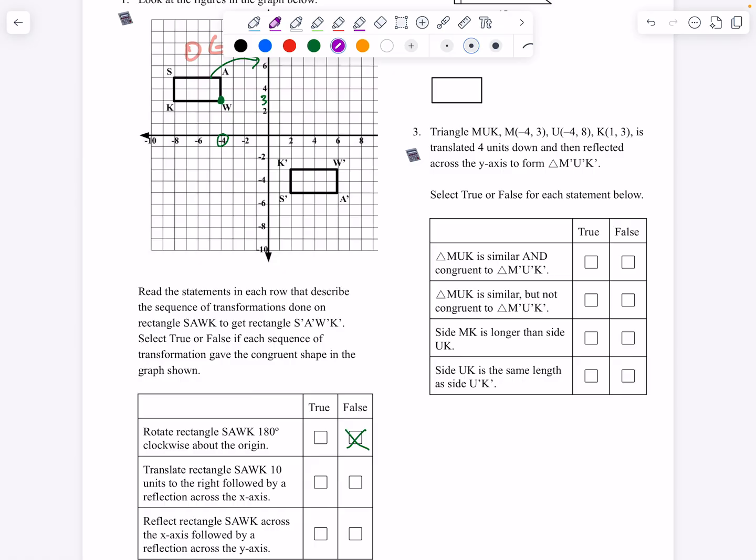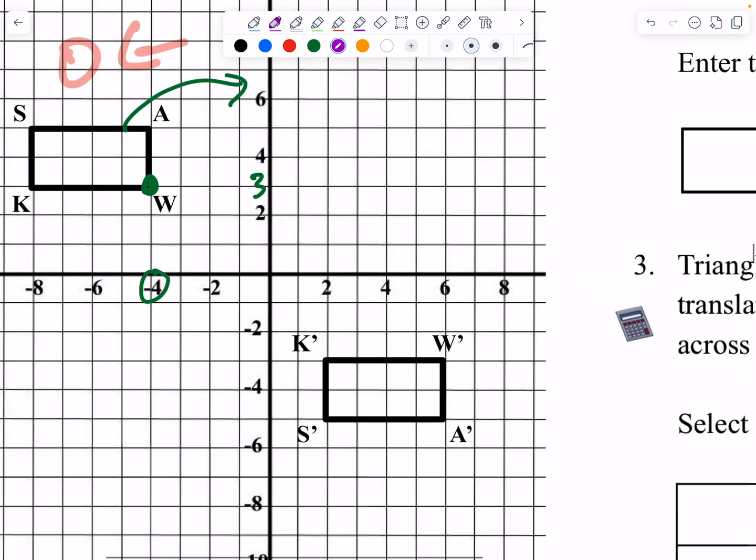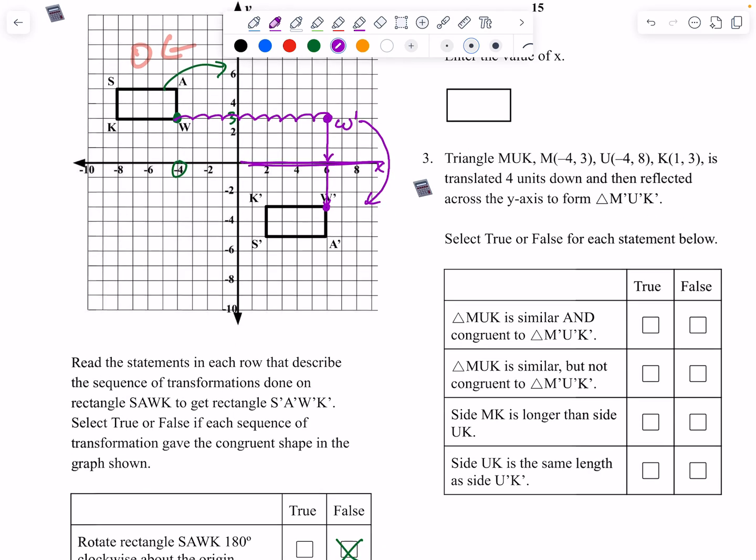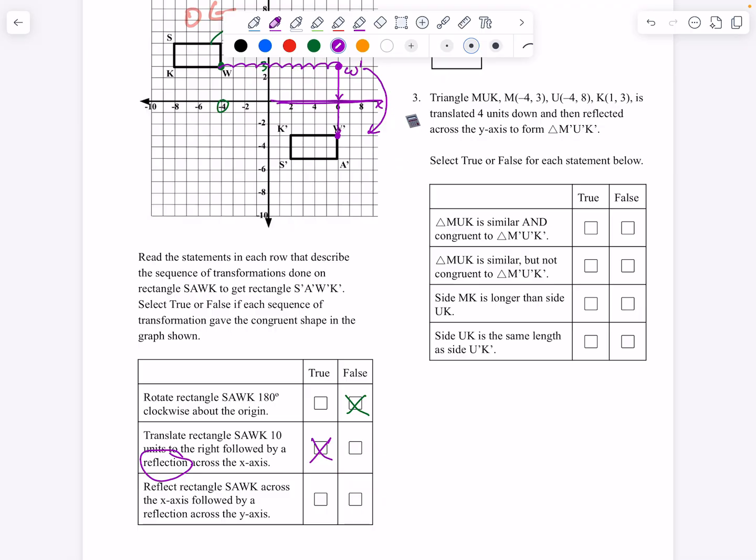You translate the rectangle sock 10 units to the right, and then you reflect. So 10 units to the right. There's my W. 1, 2, 3, 4, 5, 6, 7, 8, 9, 10. So there's my new W. And then you reflect it across the X. If I reflected, I went 1, 2, 3 to the mirror, because there's my mirror, and I flipped over 1, 2, 3. Yeah, that worked out. Let me see. Then my A got flipped. Yep, that works. So this one is true.